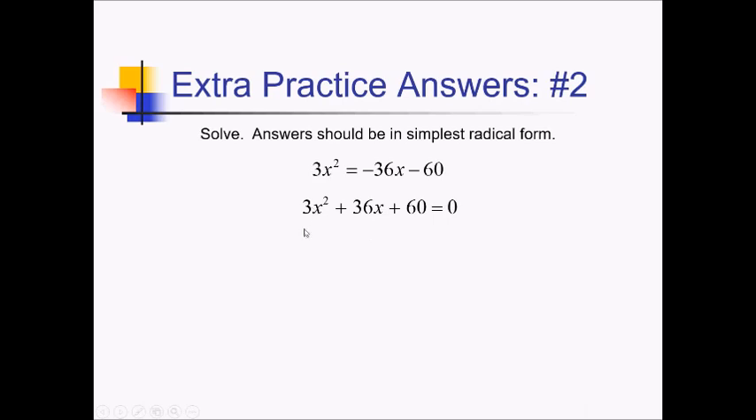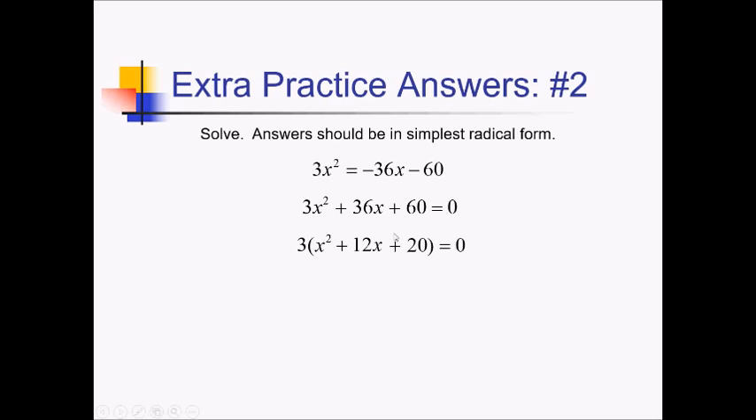Now, since I don't have an a value of 1, I don't launch right into normal factoring, but let me see if there's a common factor I can take out of this before I use the AC method or try the quadratic formula. So it looks like these are all divisible by 3, so let me just factor out a 3. That leaves me with x squared plus 12x plus 20.